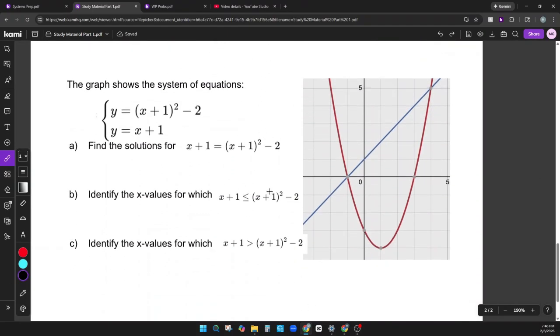Our second question in this section is something very similar. We have a parabola, which is going to be this one. So this is going to be line number 1. And this is going to be my line number 2. This is my linear equation, line number 2. Okay? So from there, you're going to decide where they are equal. When is one line less than or equal to the other? And when is one greater than the other?